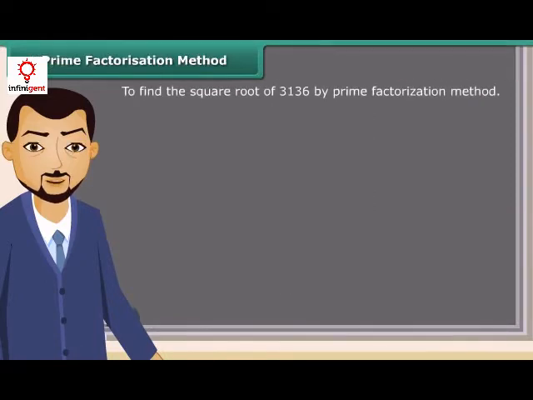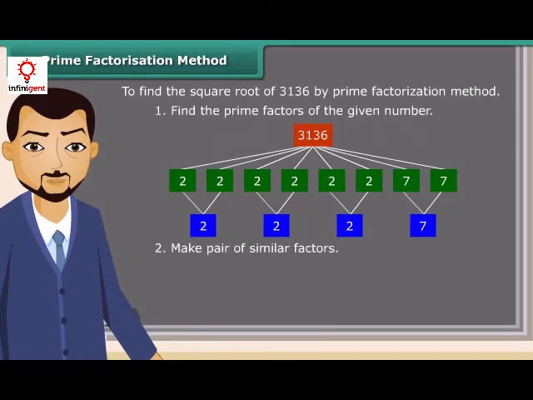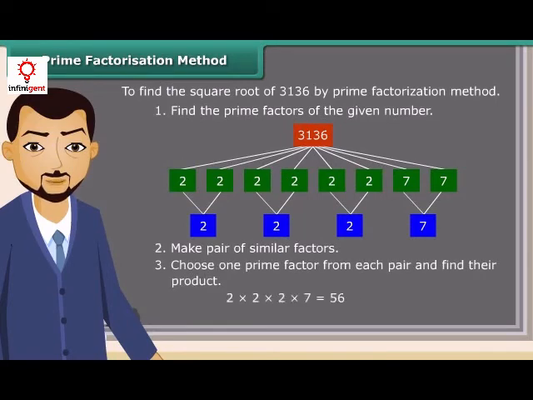Now we will try to find the square root of a number by the prime factorization method by following some steps. First of all, find the prime factors of the given number. Now make pairs of similar factors. After that, choose one prime factor from each pair and find their product. So the product thus obtained is the square root of the given number.